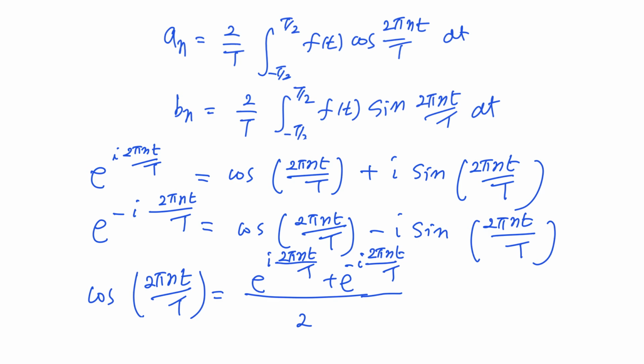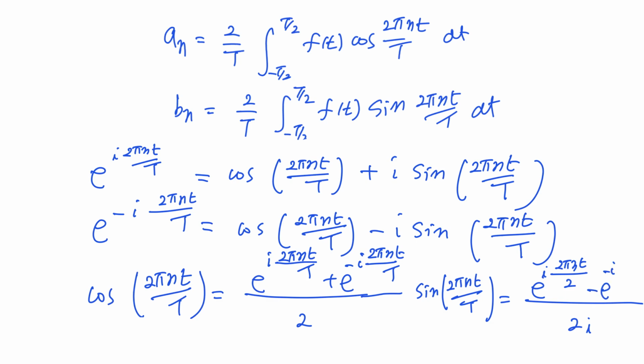And probably I should write sine a little bit smaller. Sine 2 pi n t over T is 1 over 2i times exponential i 2 pi n t over T minus exponential minus i 2 pi n t over big T. So we can substitute this expression for cosine and sine in terms of exponential i and exponential minus i something into the definition of the coefficients an and bn. So I'll just write it down.